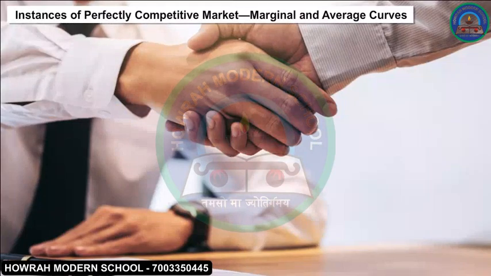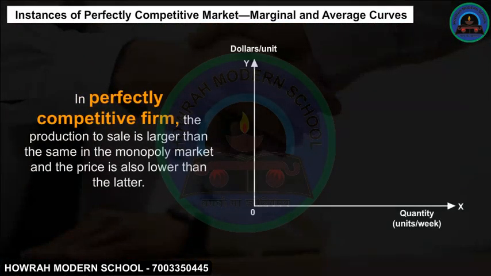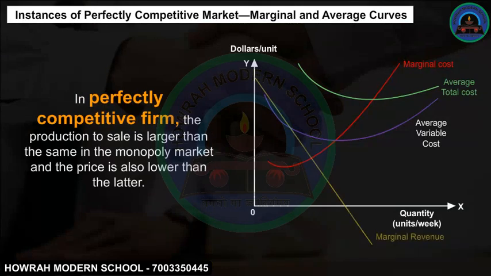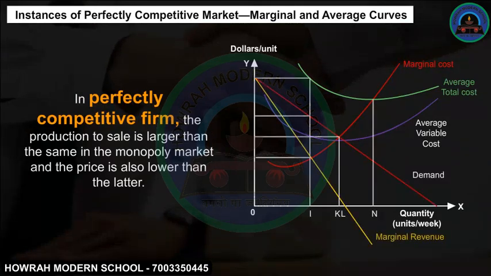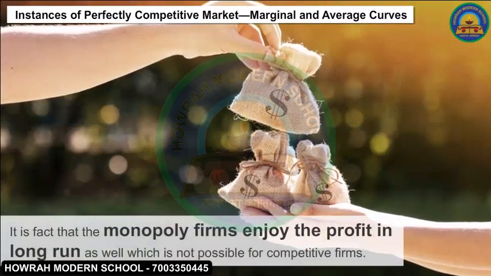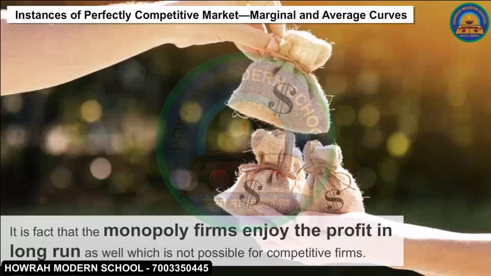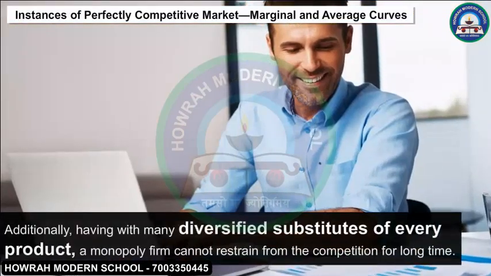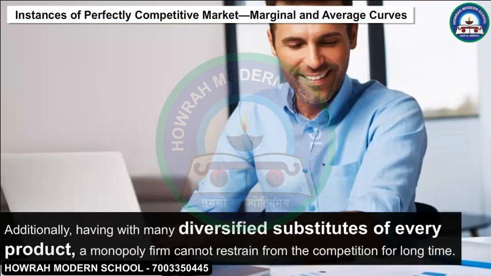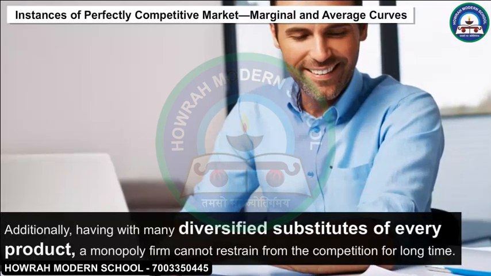Instances of perfectly competitive market, marginal and average curves. In a perfectly competitive firm, the production for sale is larger than in the monopoly market, and the price is also lower than the latter. Thus, in the perfectly competitive market, the profit is lesser than in the monopolist situation. It is a fact that monopoly firms enjoy profit in the long run as well, which is not possible for competitive firms. Additionally, with many diversified substitutes for every product, a monopoly firm cannot restrain itself from competition for a long time.